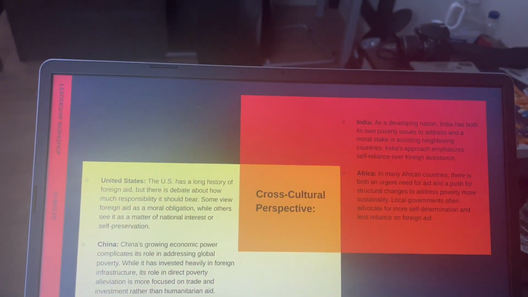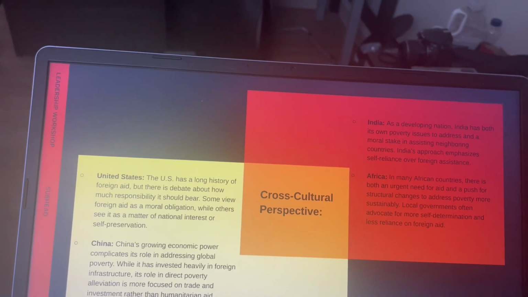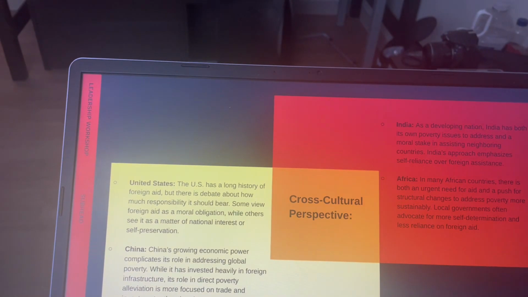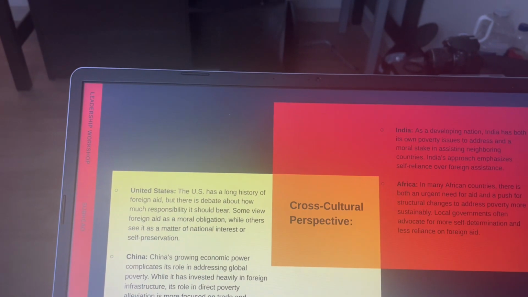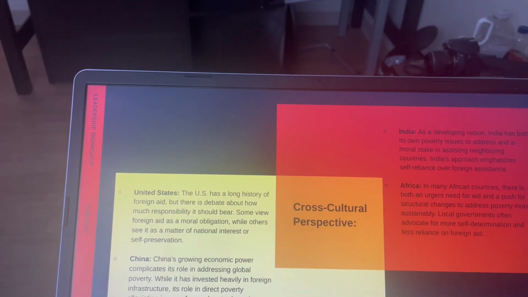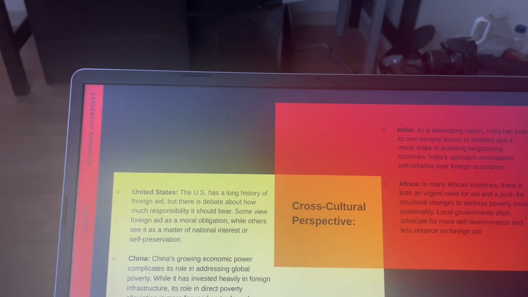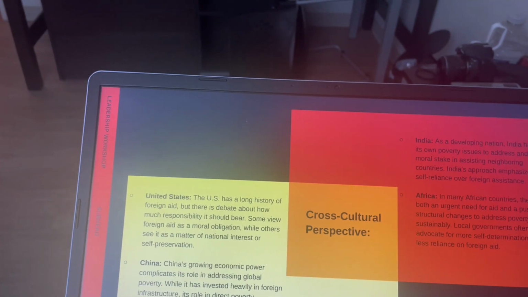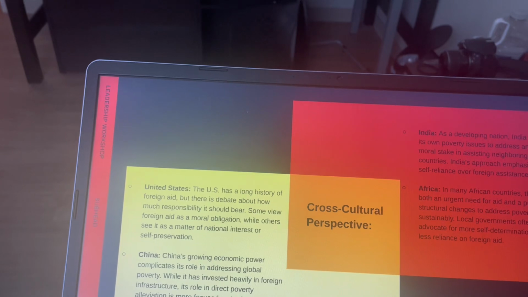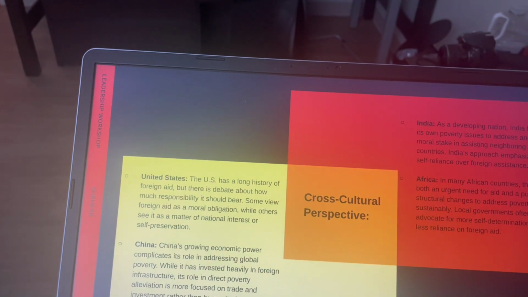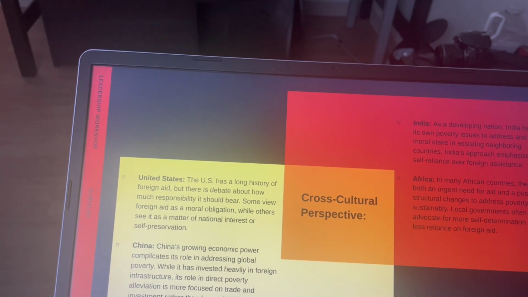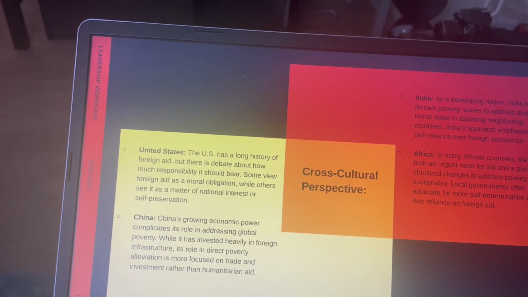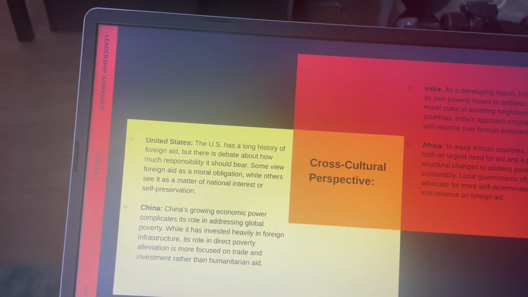Some cross-cultural perspectives. India has both its own poverty issues to address and a moral stake in assisting neighboring countries. India's approach emphasizes self-reliance over foreign assistance. In Africa, many African countries have both an urgent need for aid and a push for structural changes to address poverty more sustainably. The local governments often advocate for more self-determination and less reliance on foreign aid.